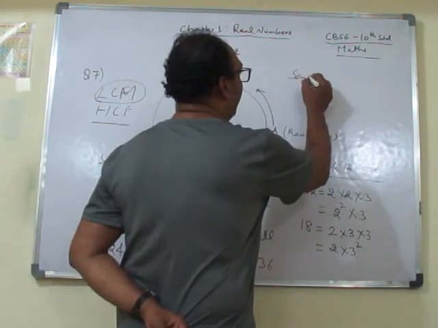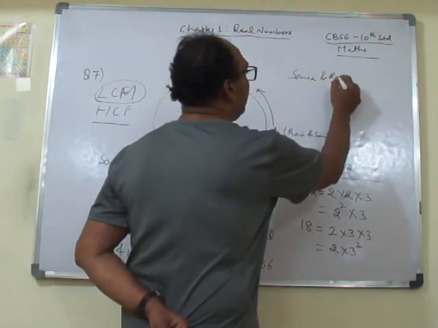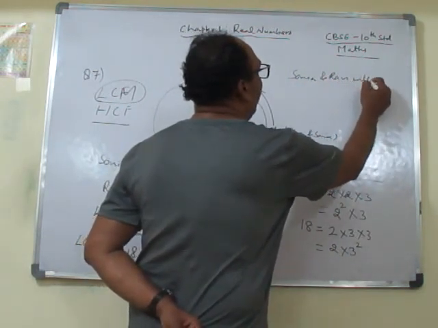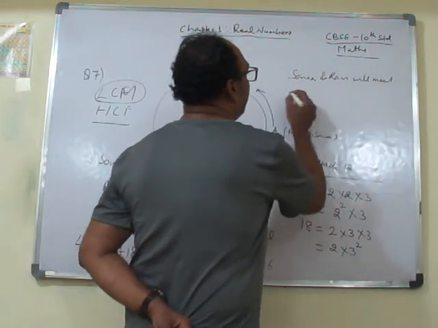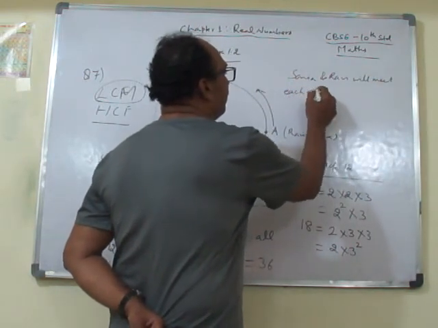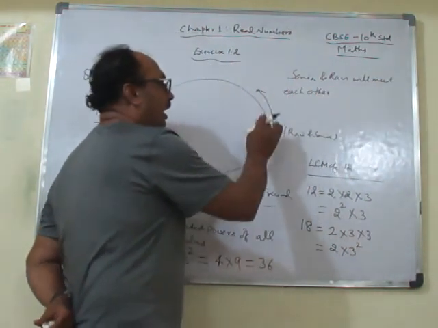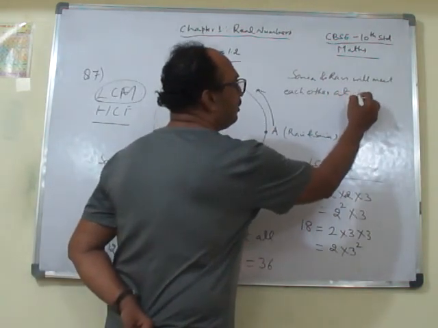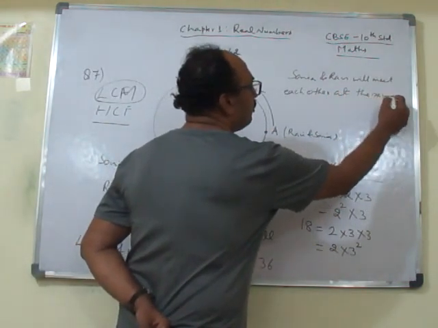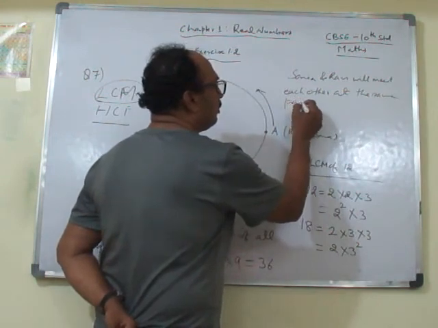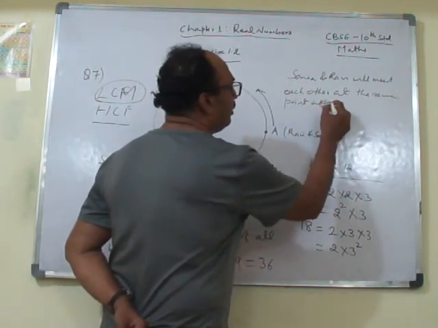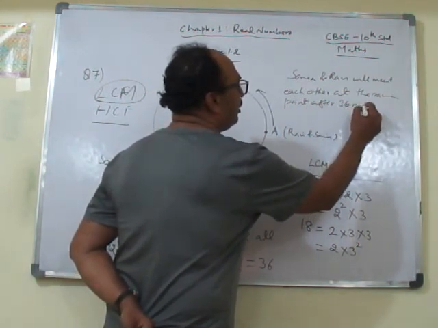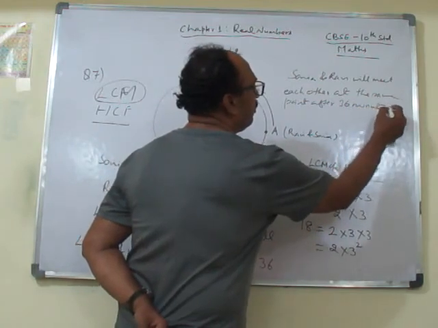So Sonia and Ravi will meet each other at the same point after 36 minutes.